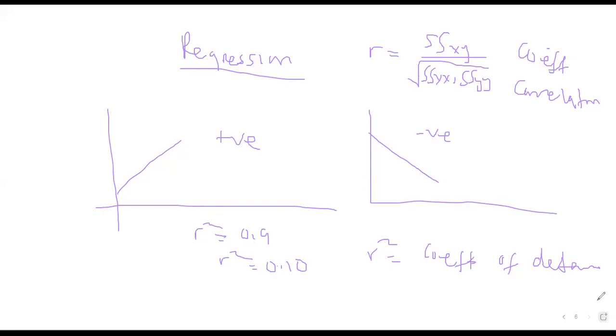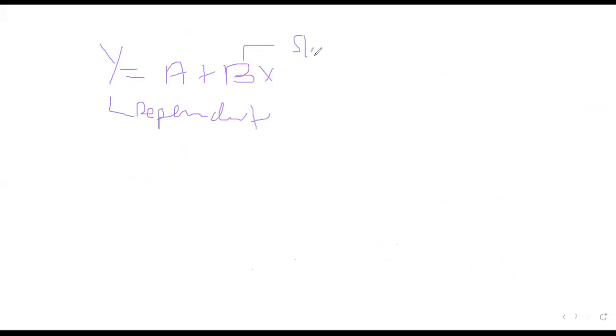We also have a regression equation, which is given by Y equals A plus BX, where Y is the dependent variable and X is the independent variable. In this case, B is the slope, and X is a what? Independent variable.